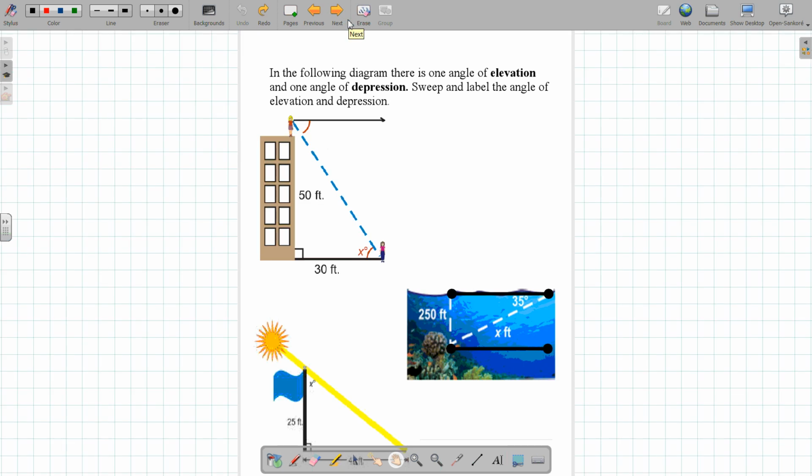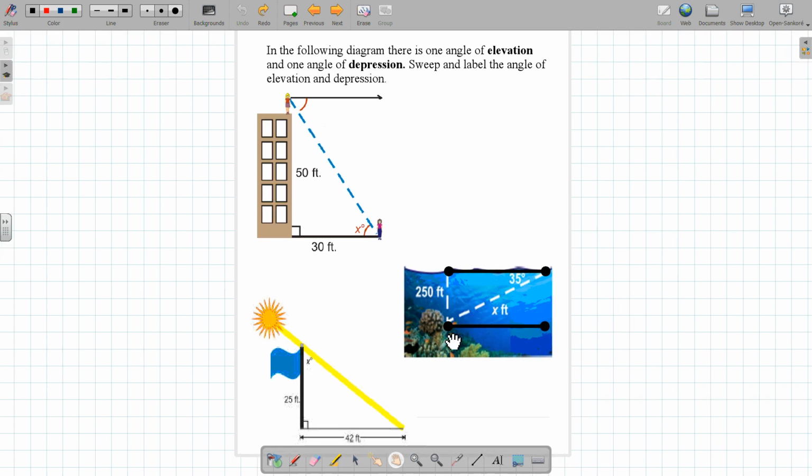So on this slide, I'd like you to quickly sweep the angle of elevation and depression for each of these and label them. For example, angle of depression is horizontal going down. That would be depression. Angle of elevation is horizontal going up. I'm going to pause about 20 seconds. You label the next two.